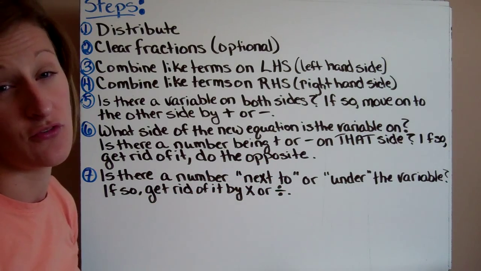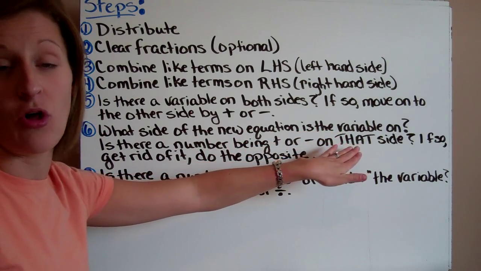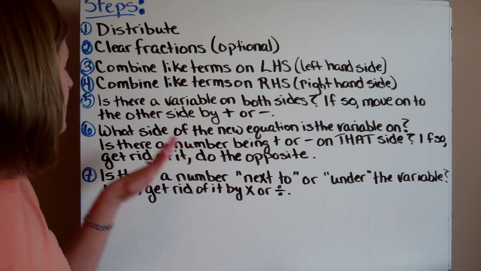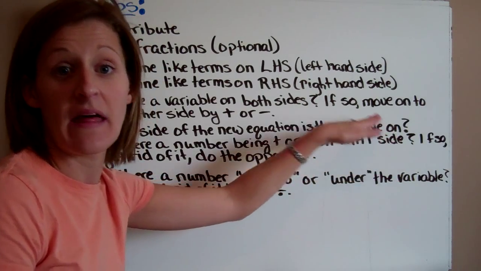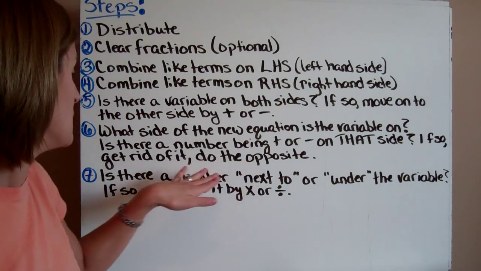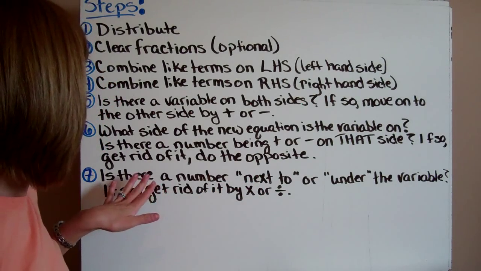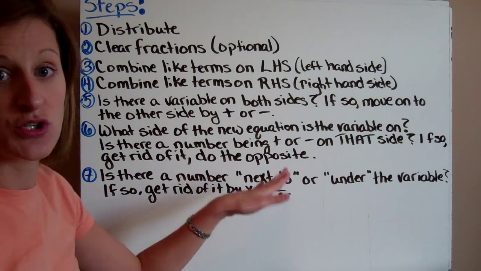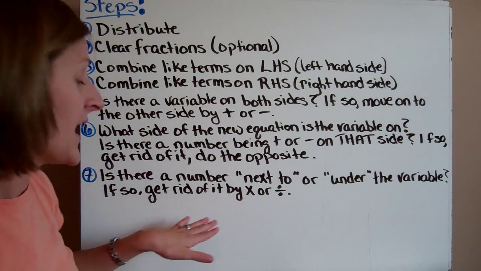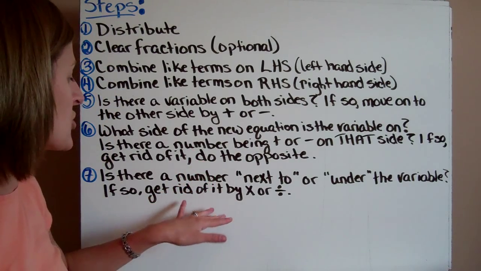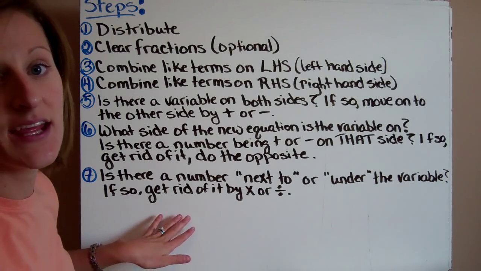And it doesn't matter which side you move which variable to. So once you've done that, you need to ask yourself which side the variable is on in the new equation. Then you say left or right. Then you're going to ask yourself, is there a number being added or subtracted on that side of the equation that the variable's on? If there is, then you need to move it and get rid of it. And you do it by doing the opposite, which means you add or subtract it to move it. Then the last step is, is there a number next to, meaning like 2x, or under, meaning like x divided by 3, the variable? And if you do have something under or next to the variable, you're going to get rid of it by multiplying or dividing. So these 7 steps will get you through any equation successfully.